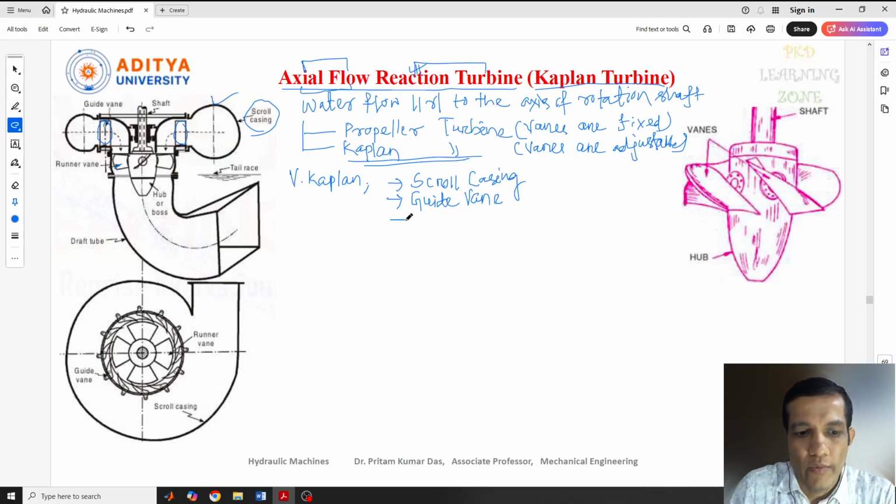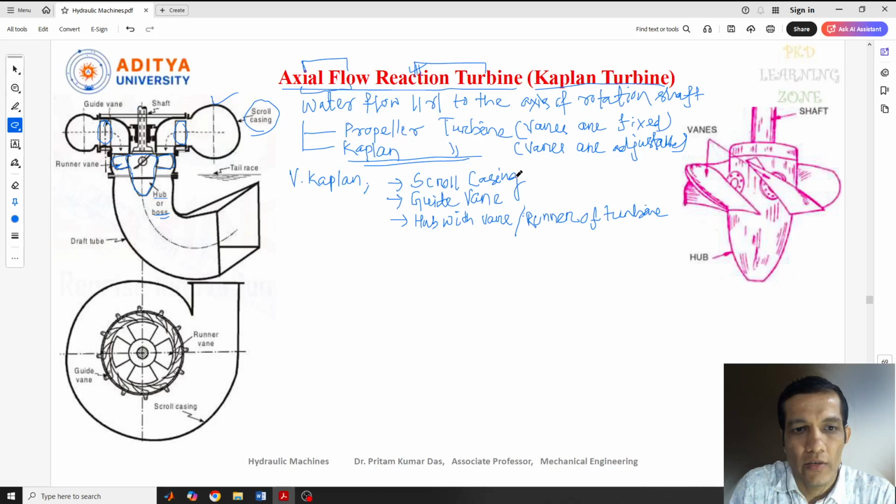The third one is the hub. This is the hub part, which is situated along with the shaft and connected to it. The hub is also called the boss. In this, the vanes are attached, so here it is hub with vanes. This will work as the runner of the turbine. For this Kaplan turbine, this will work as the runner of the turbine.